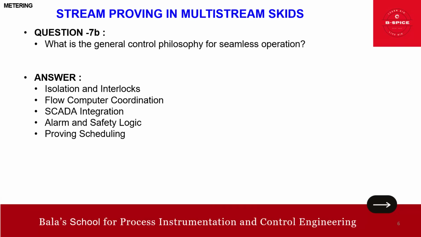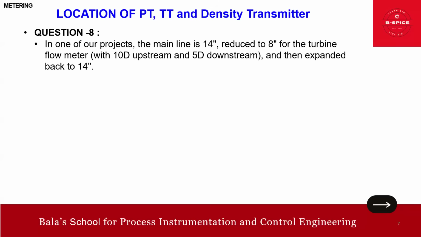See, maybe I don't know whether you got it. For example, consider a scenario. Stream A is selected for proving. Now streams B and C are continuously doing the custody transfer. So the flow computer logs proving data for stream A and updates its meter factor. And SCADA shows stream A in proving mode, right? And streams B and C in active mode. That's it. So that is how it works, when we talk about the example. Okay, 7B done.